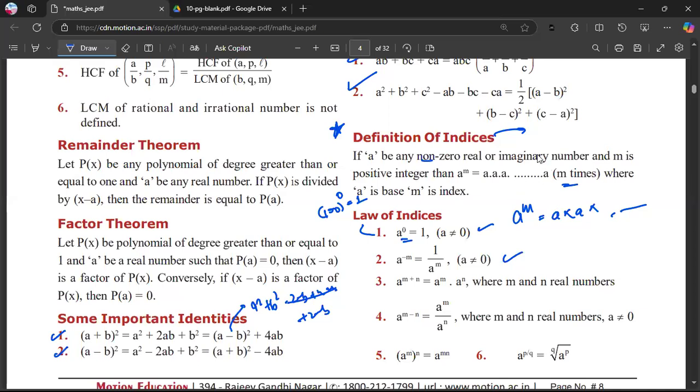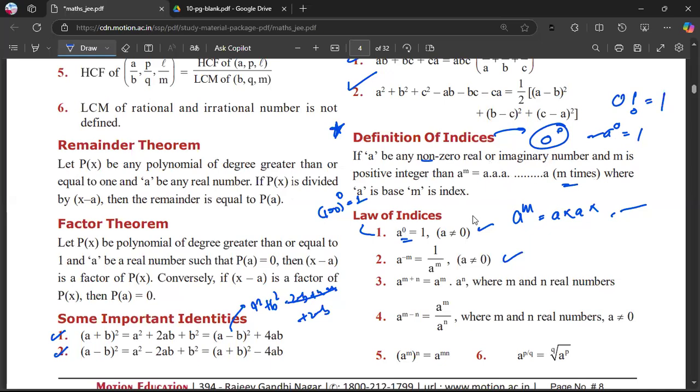And I have also told you the reason that day. Remember? The day I told you why 0 factorial is 1. Anything raised to 0 is 1. And remember that A should not be 0 here. Otherwise 0 raised to 0 is an indeterminate form.